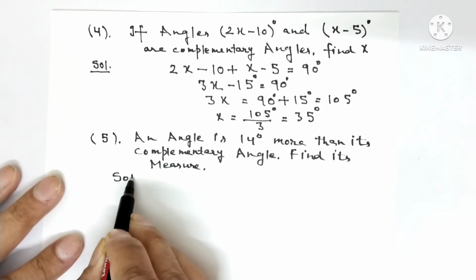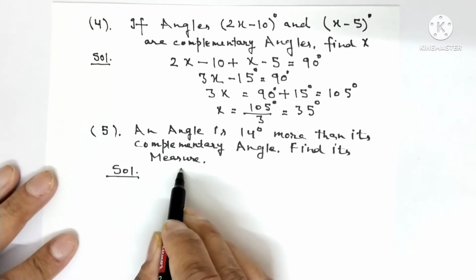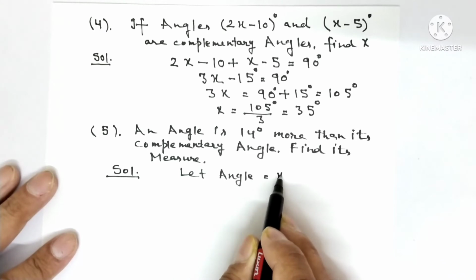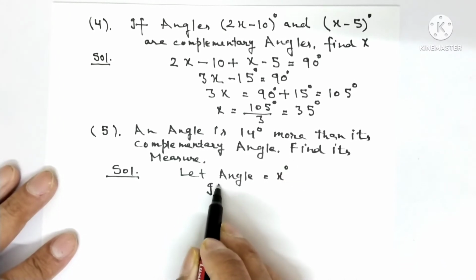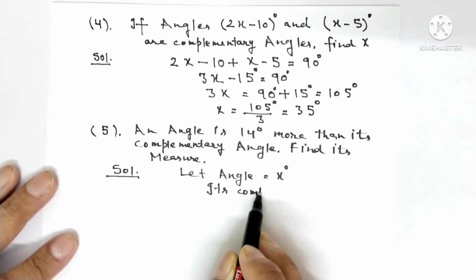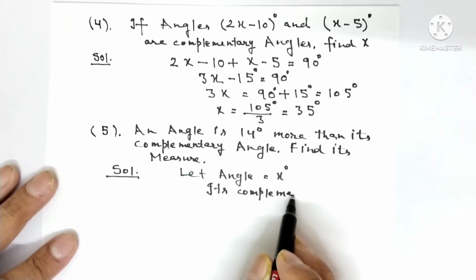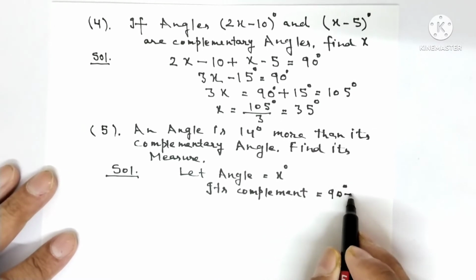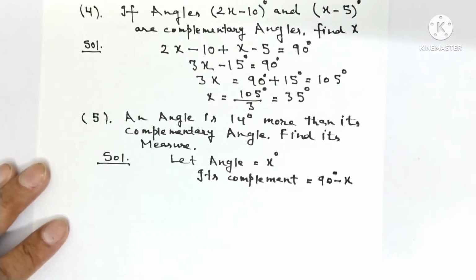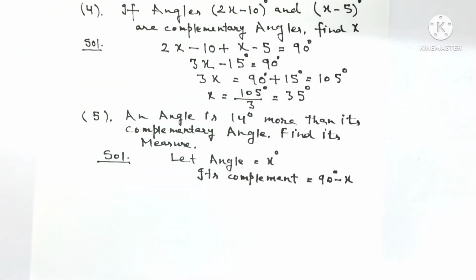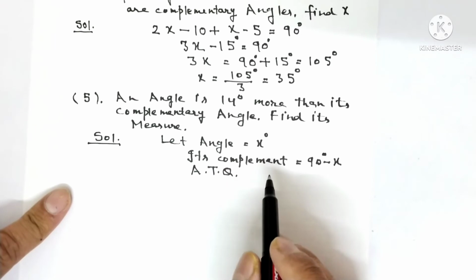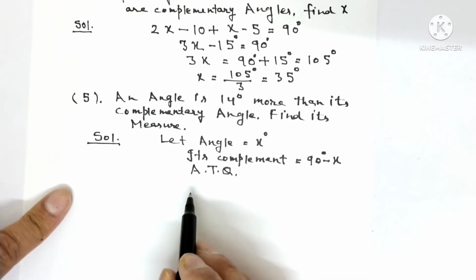So solution, let the angle which we are to find be x degree. Its complement will be 90 degree minus x, because two complementary angles have a sum of 90. If you assume one angle to be x degree, the other will be 90 degree minus x. According to the question, an angle is 14 degree more than its complementary angle.